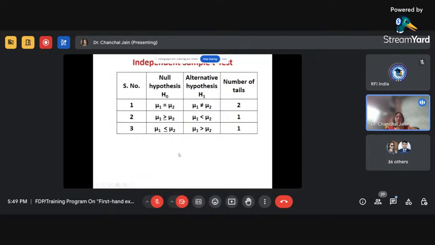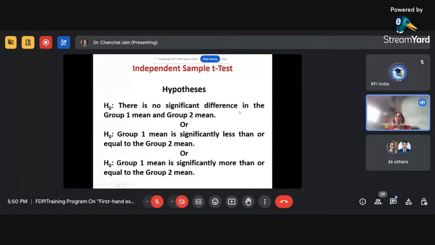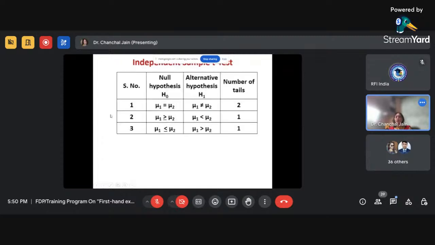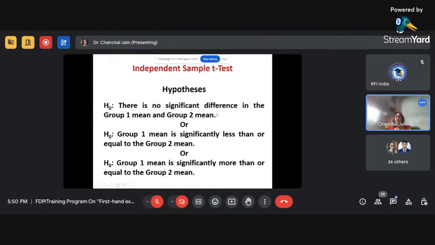So this is the symbolic representation of your hypothesis. You can write this hypothesis in the form of words also. Like, there is no significant difference between the group 1 mean and group 2 mean. This is where you are saying there is no significant difference, means both are equal. So this is the first representation in word form. Second, you are saying that group 1 mean is significantly less than or equal to group 2 mean. Then you are saying group 1 mean is significantly more than or equal to group 2 mean. So these two are the cases of a one-tailed test.